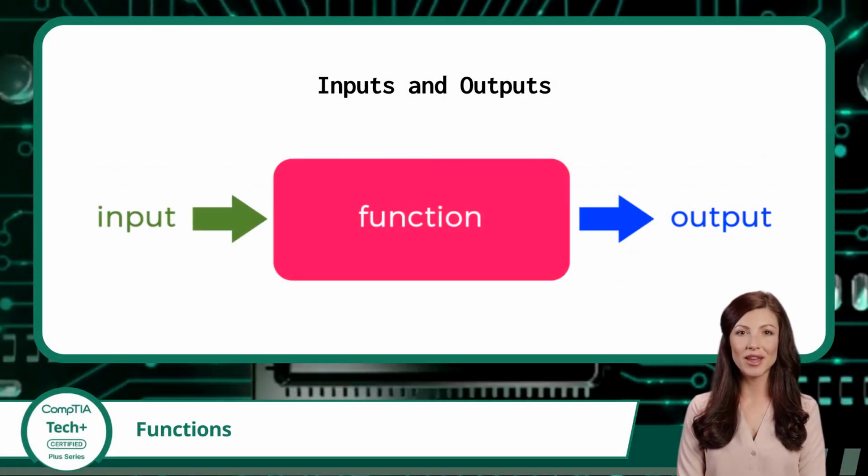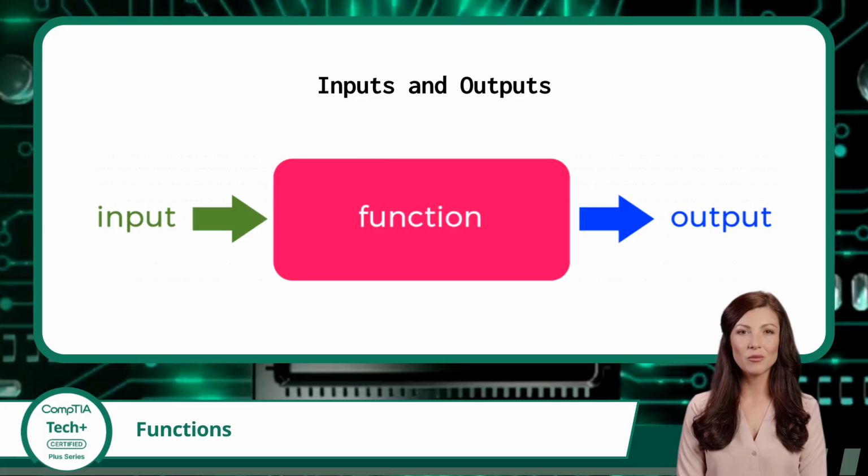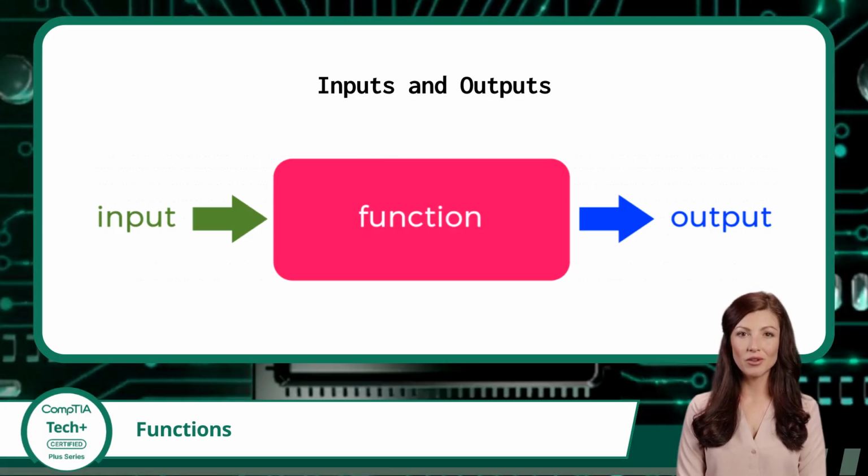Now, let's explore the input and output aspect of a function. Think about a vending machine. You put coins in, that is your input, then you press a button, and out comes your snack, that is your output. Functions work in a similar fashion. You feed them some data or values as input, they process it, and then they give you back an output.